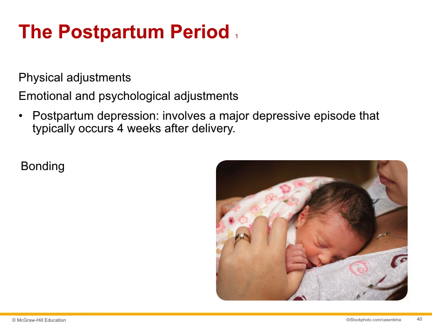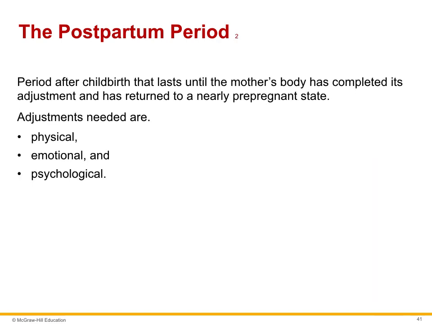After the baby is born, we're entering a postpartum period. This can last about 6 weeks after birth, and it is when the mom is adjusting physically and emotionally from childbirth while also bonding with the child. The postpartum period lasts until the mother's body has completely adjusted and returned to a nearly pre-pregnant state, and it takes a lot longer than you would think. And again, we're looking at physically, emotionally, and psychologically.